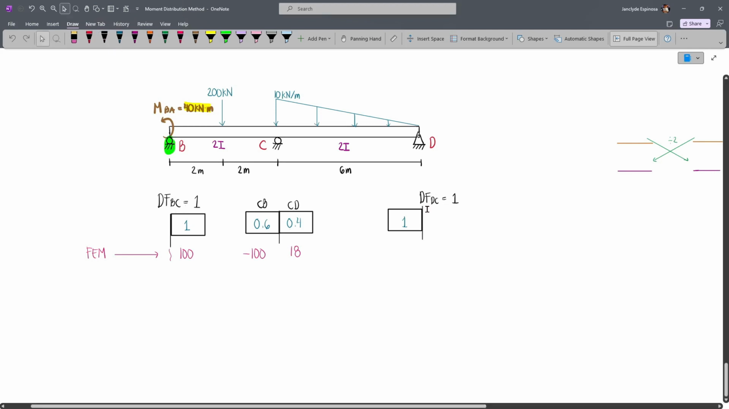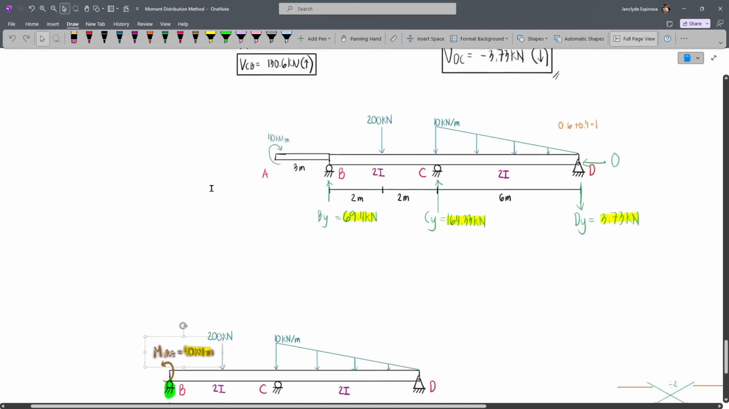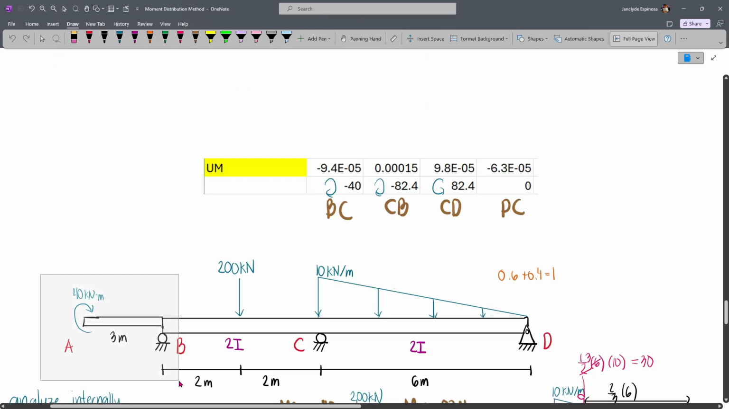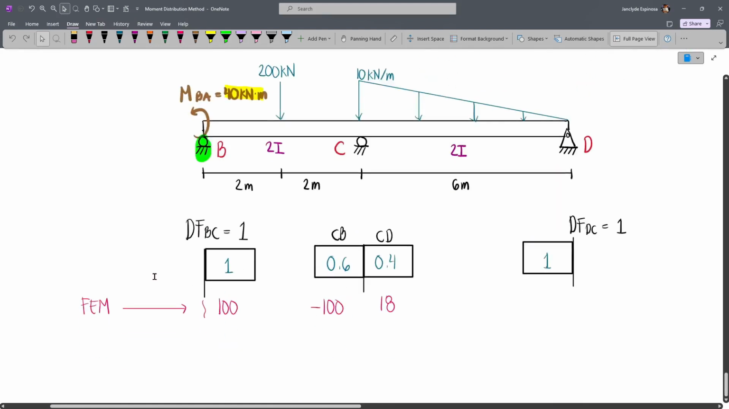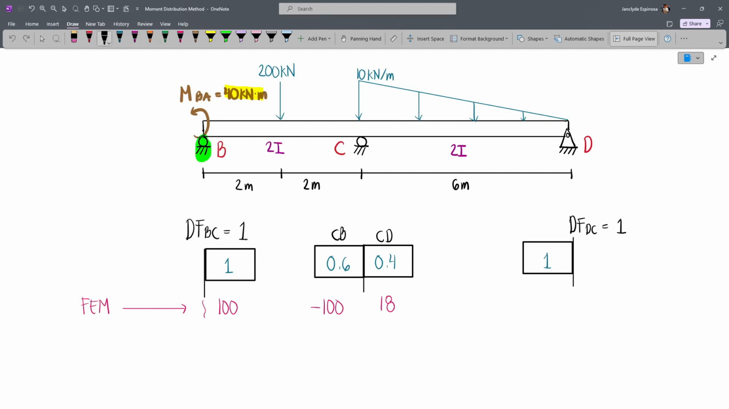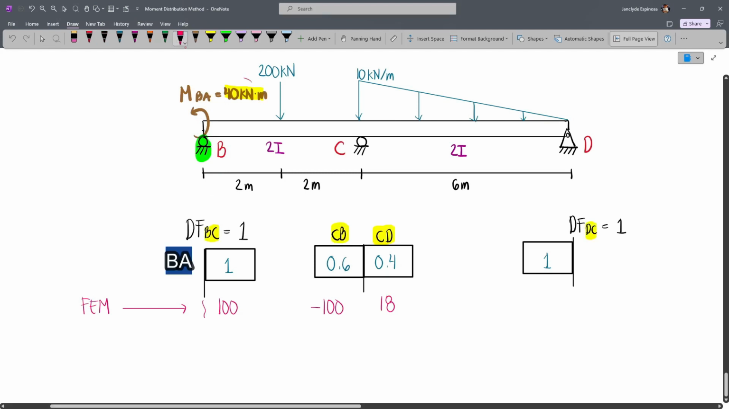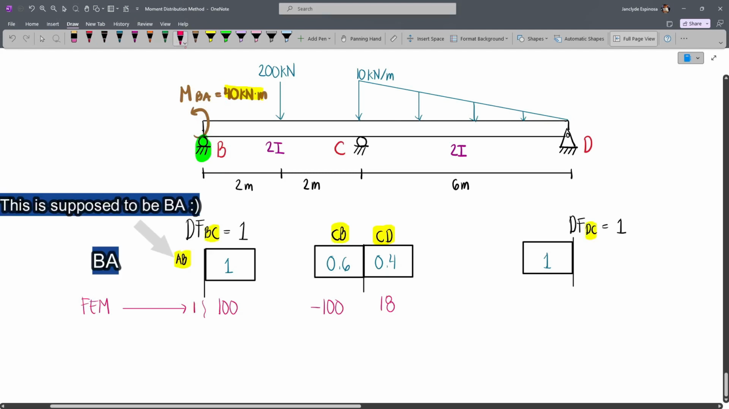However, here is where students usually make mistakes. When constructing the table, they don't include the MBA. However, since we have cut this portion, this AB, the reactive moment here should also be included. And then we have established that it is counterclockwise. And so essentially, we have BA right here, and then we have a moment of 40 kNm. So this is actually 40.